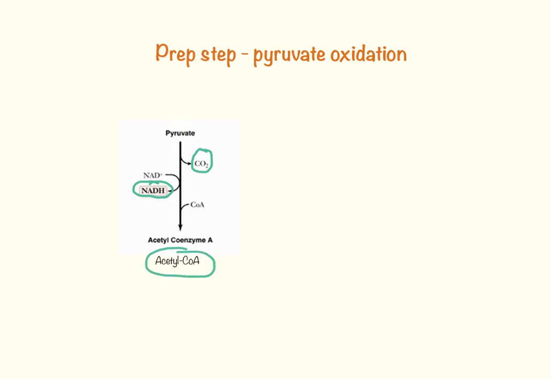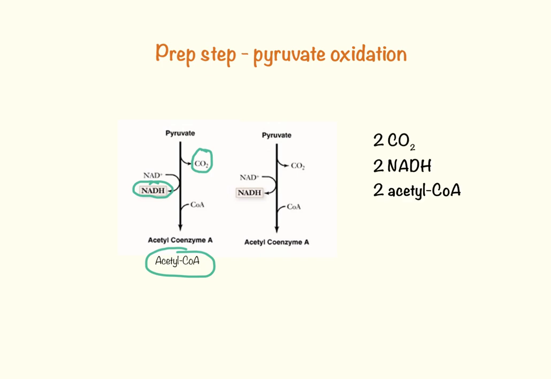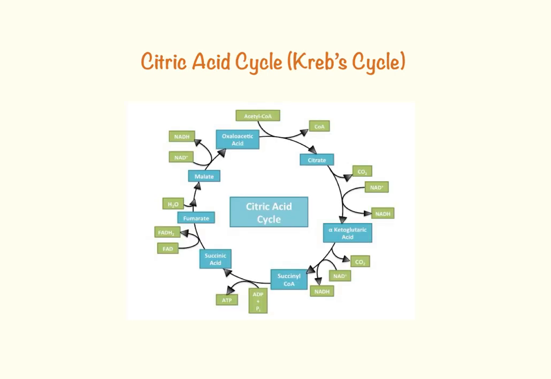This diagram just shows you what happens to one pyruvate molecule, but remember there are two pyruvate formed from each glucose molecule. So at the end of this step, the cell has made 2 carbon dioxide, 2 NADH, and 2 acetyl-CoA. Coenzyme A transports its acetyl group to the next step known as the citric acid cycle or the Krebs cycle, which occurs in the matrix of the mitochondria.